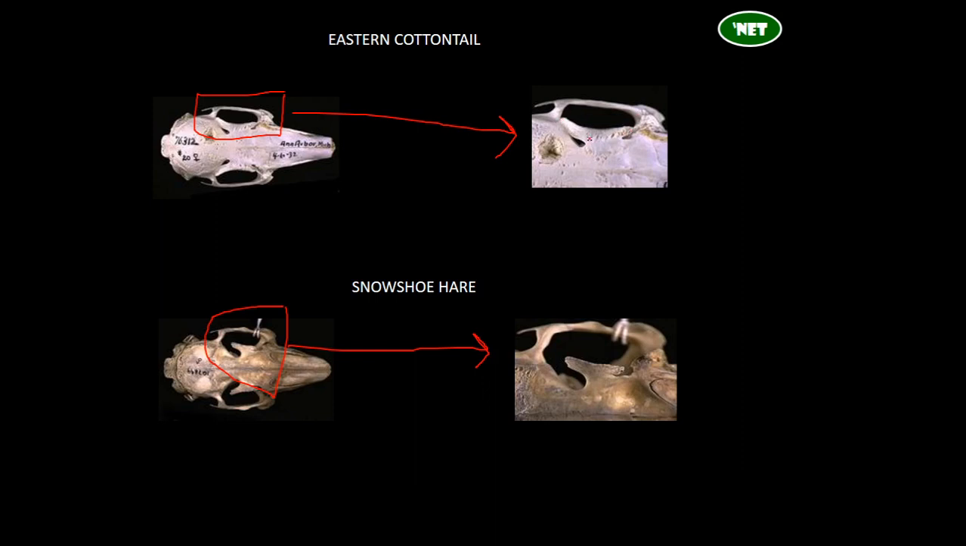The bone above the eye. On a cottontail, it touches the skull. And on a snowshoe hare, it does not. So do you want to learn my Dr. Seuss way to remember this? On a cottontail, it's connected. And on a snowshoe, it's separate. And that's how I remember it.